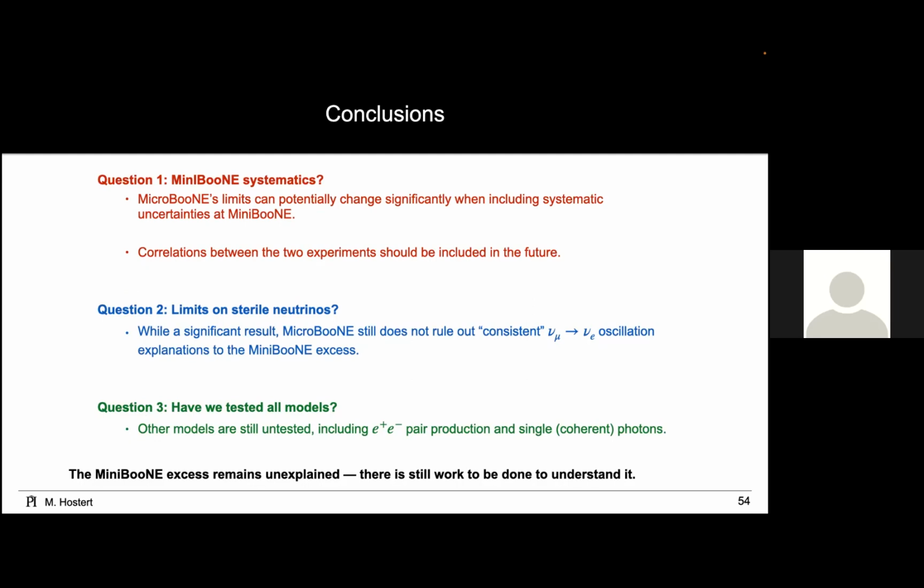And the limits on sterile neutrinos do not fully exclude the oscillation explanation. And I'll start by saying that the oscillation does not provide a perfect explanation. We saw the p-value of 10%, but it would be incorrect to say that MicroBooNE excludes sterile neutrinos as an explanation of MiniBooNE. Finally, have we tested our models? No, there are a long list of other explanations, and people keep proposing more and more by the day. So something to look forward to in the future.